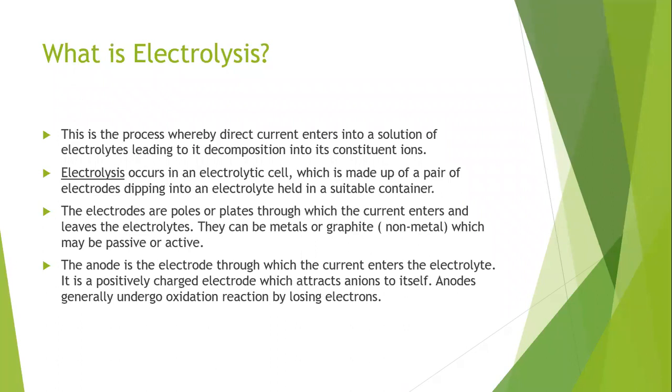So here, the anode is also an example, a type, a category of electrode. Just like we said, electrodes are poles or plates. And in our discussion, we said for you to have an electrolytic cell, you need a pair of electrodes. That means a positive electrode and a negative electrode, making a pair of electrodes. So these electrodes are of two major types. We have the anode, right? And we have the cathode.